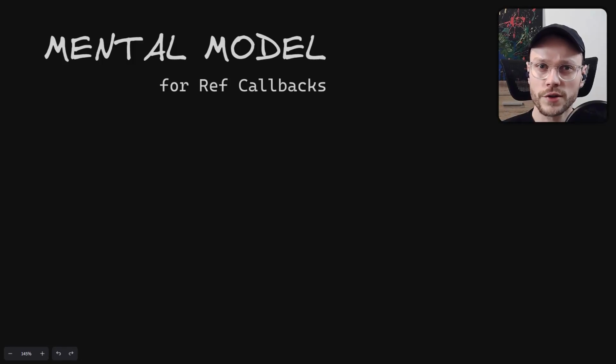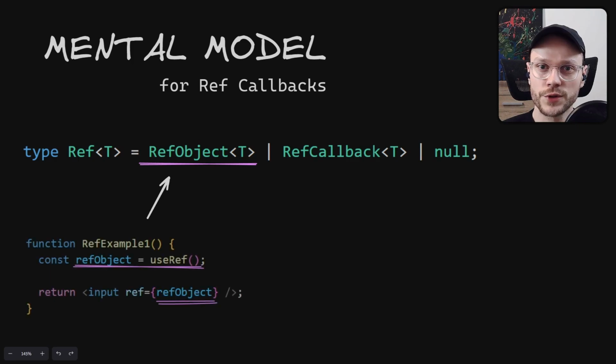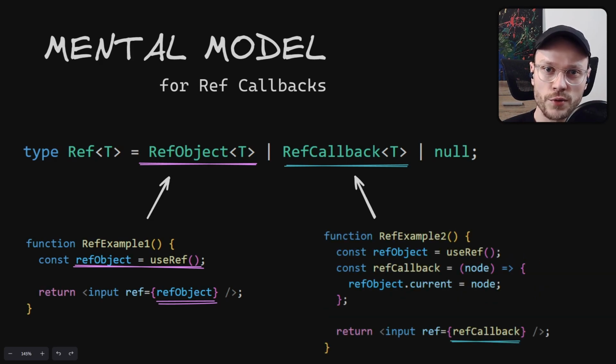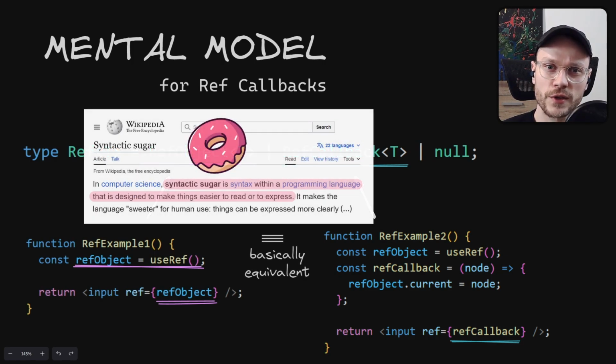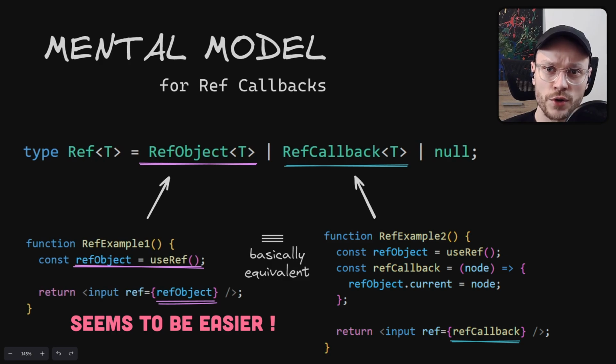There are two possible arguments accepted by the ref attribute: RefObject, which is a value returned by the useRef hook, and RefCallback, which is a function that is called with the DOM node when it's inserted into the DOM tree. If we assign the DOM node to the ref in our callback, those two examples become basically equivalent, so RefObject can be treated as syntactic sugar over RefCallbacks. And you can probably agree that using it seems to be an easier and more convenient option.